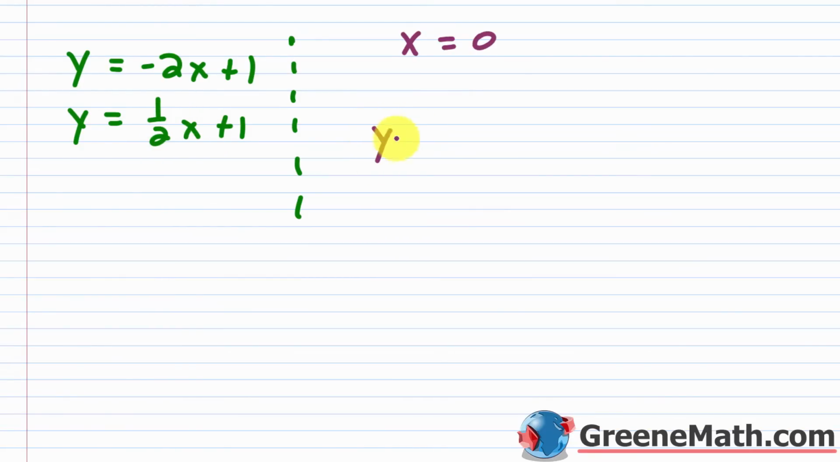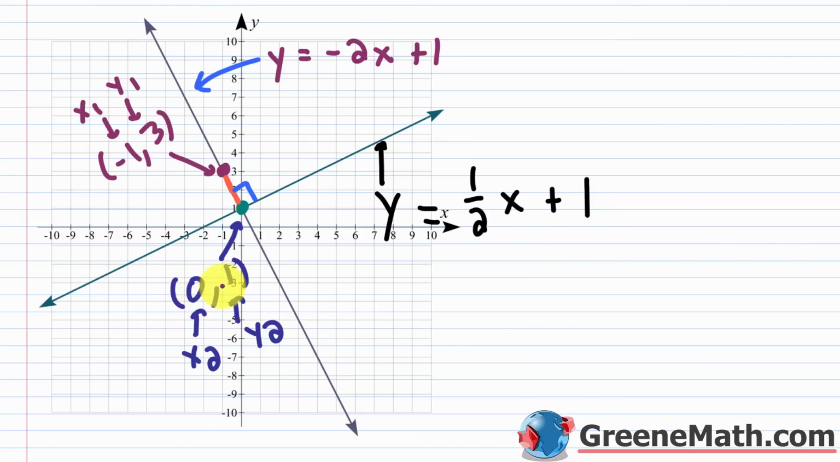You'll say y is equal to 1/2 times 0, just plugging that in for x, plus 1. And of course, 1/2 times 0 is 0. And so you get y is equal to 1. So we get (0, 1) as the point of intersection. So coming back, we already knew that, (0, 1), that's the point of intersection. It solves the system of equations because it lies on both lines.